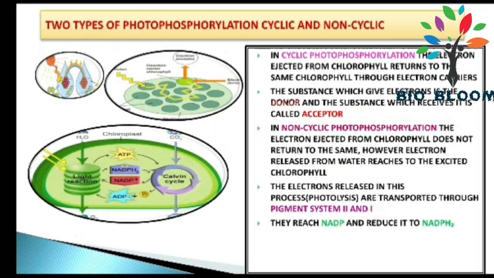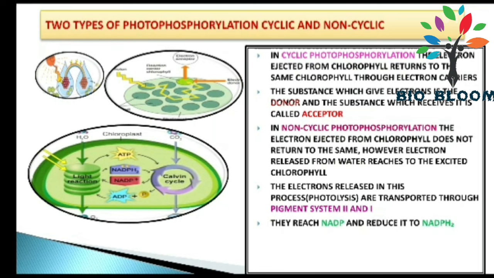So light reaction is of two types: cyclic photophosphorylation and non-cyclic photophosphorylation. In both types, the chloroplast traps the light energy and the electrons are excited, and these electrons are responsible for the phosphorylation, that is, addition of phosphates, and produce ATP and NADPH2.